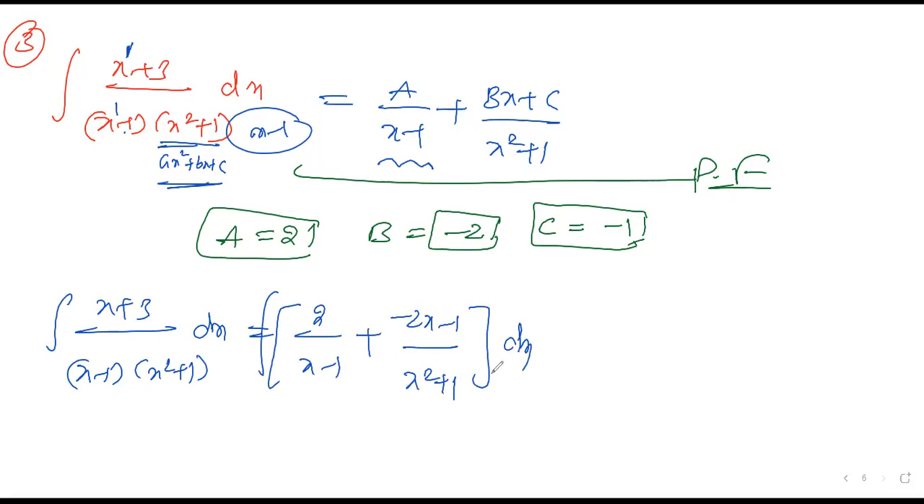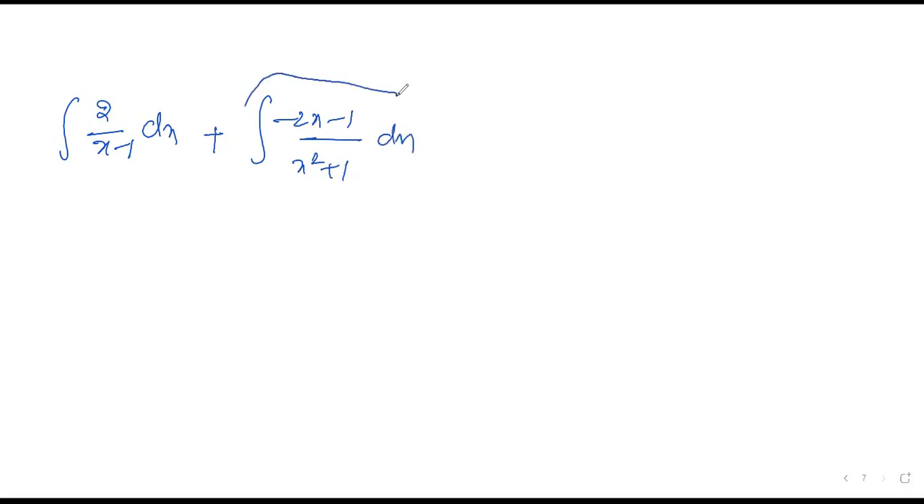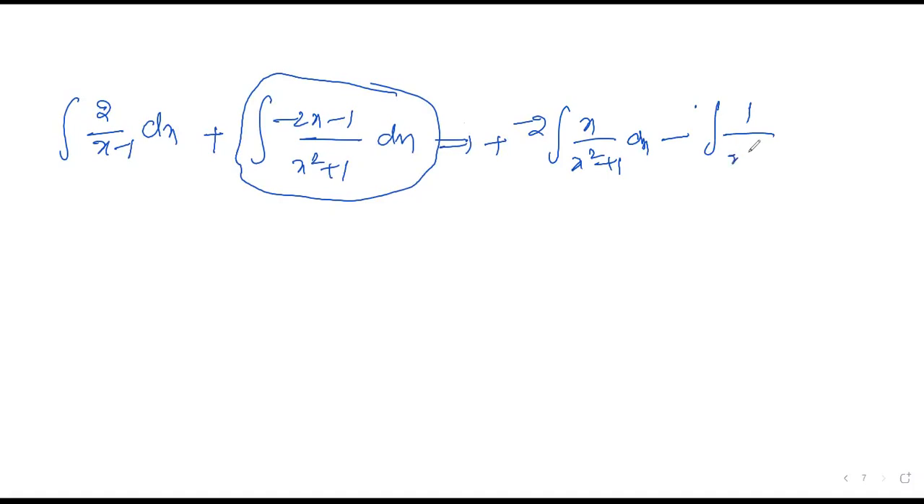After this, I should separate the integrals on the right side. After the separation, what I should write is the integration of 2 by x minus 1 dx plus the integration of minus 2x minus 1 by x square plus 1 dx. This I also try to separate, the numerator with respect to the denominator. What I should write is minus 2, take out x by x square plus 1 into dx, minus 1 by x square plus 1.